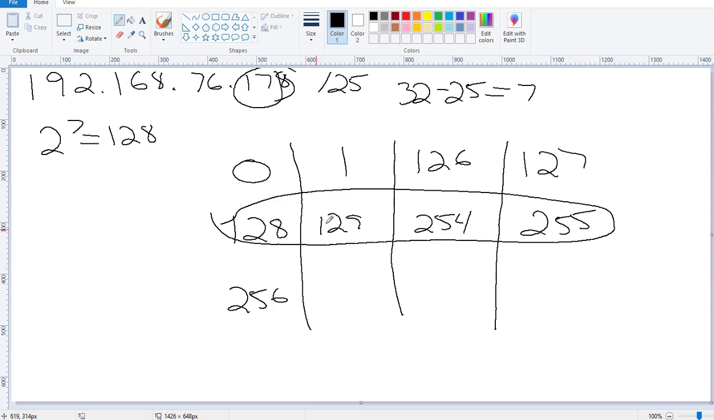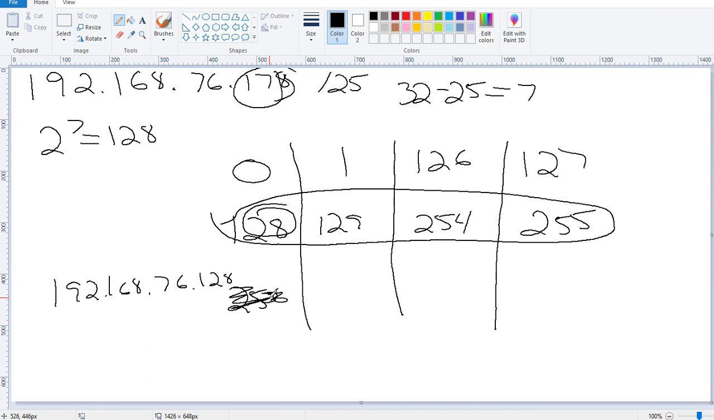So what subnet does he belong in? He belongs in the 128 subnet. So the answer would be 192.168.76.128. That's his subnet. When they ask you what subnet you belong in, you give them the subnet ID, which is really the name of the network. Remember, that's what we use for routing purposes.